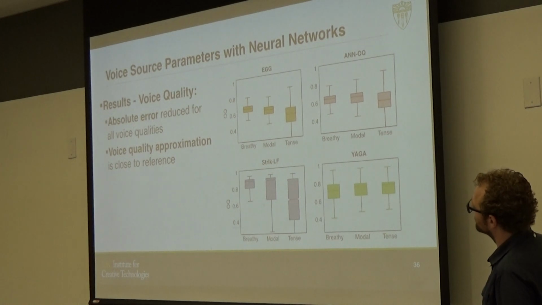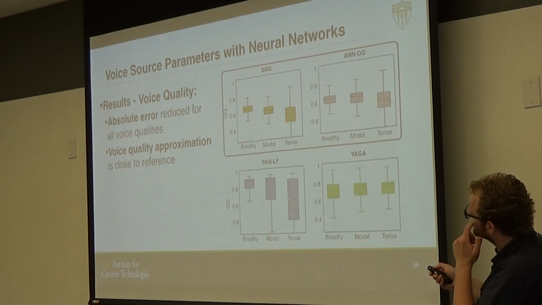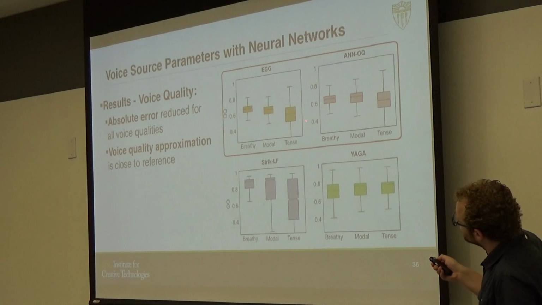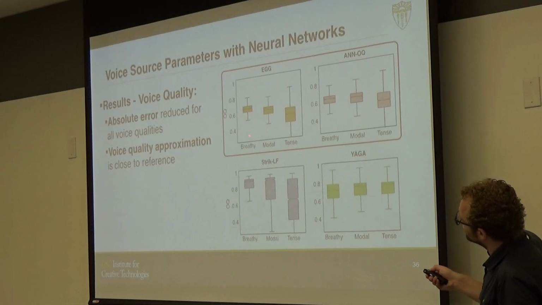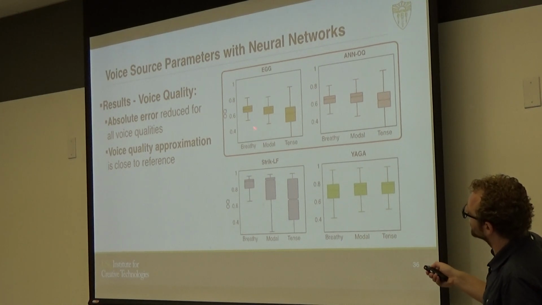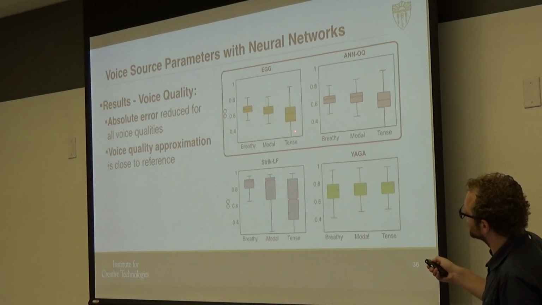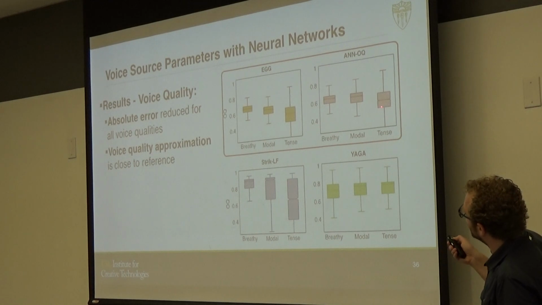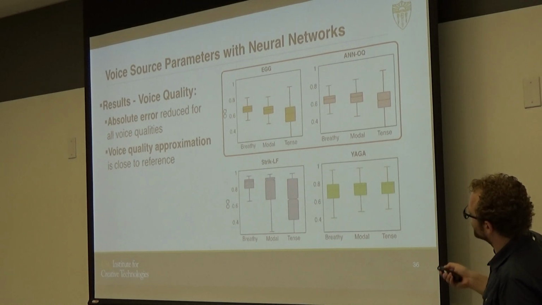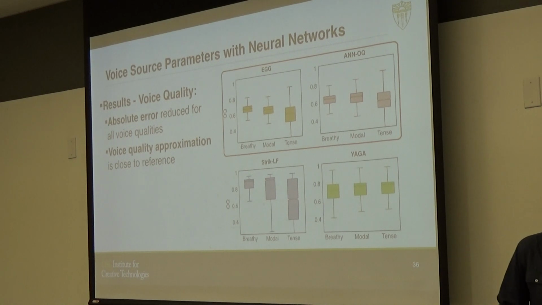This is the first result, and this is the actual opening, closing, opening quotient measurements for breathy, modal, and tense voices. You can see that the open quotient is higher for breathy voices and lower for tense voices with a higher standard deviation. And our model follows this quite precisely, while others completely overestimate or fall flat in a sense, and actually have it the reverse way in the extraction.